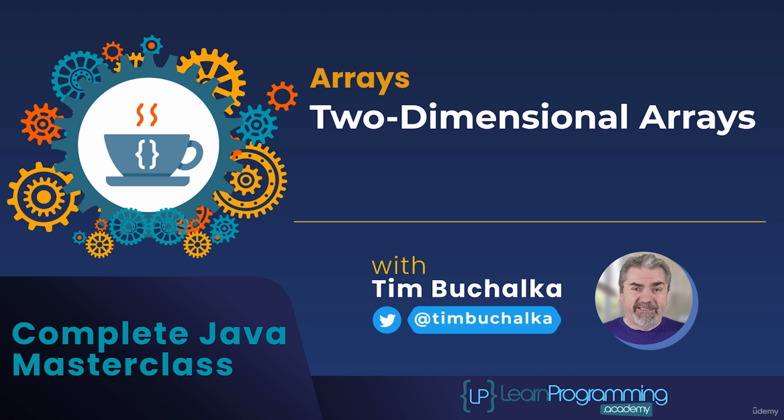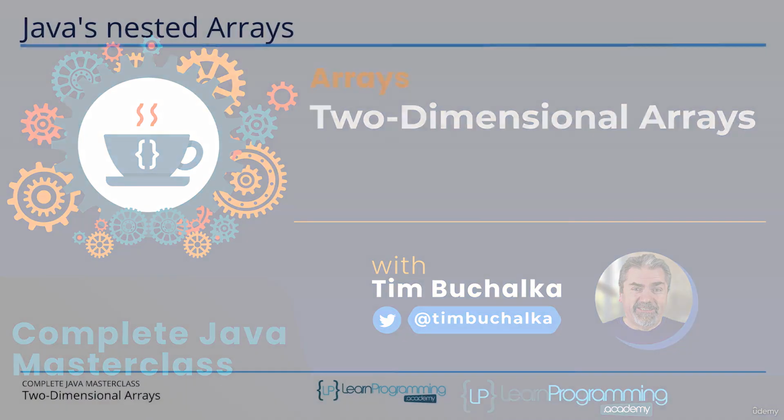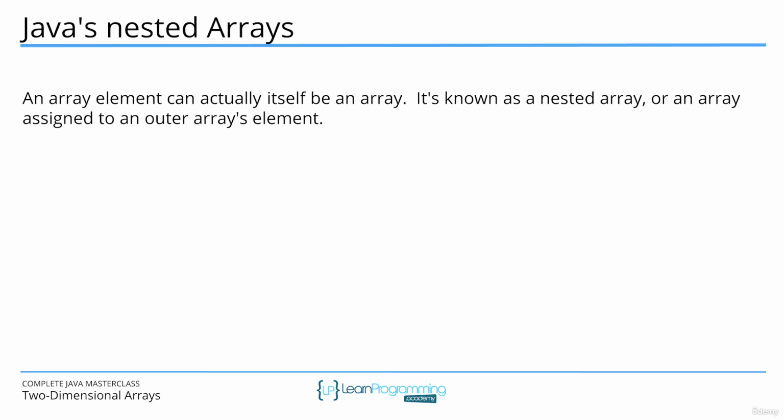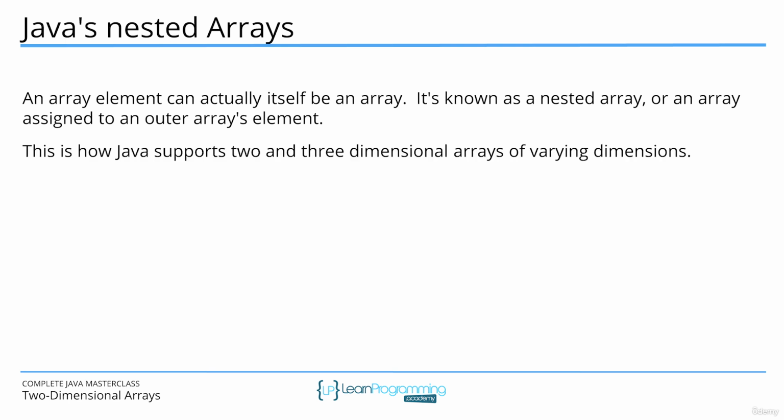In the last few videos I've discussed arrays and variable arguments, which store values of the same type. In this video I'm shifting gears to talk about multi-dimensional arrays and how Java provides support for them. I've briefly mentioned before that an array element can actually itself be an array. It's known as a nested array, or an array assigned to an outer array's element. This is how Java supports 2- and 3-dimensional arrays of varying dimensions.